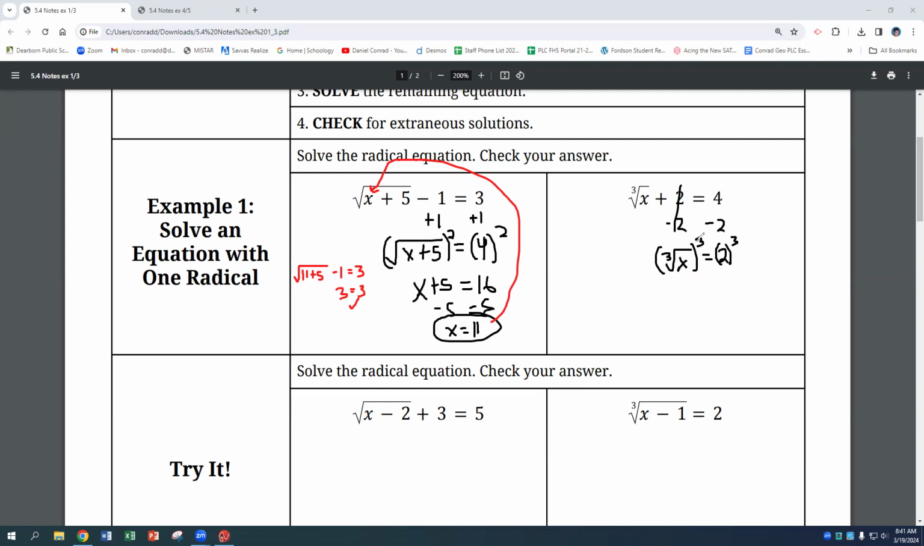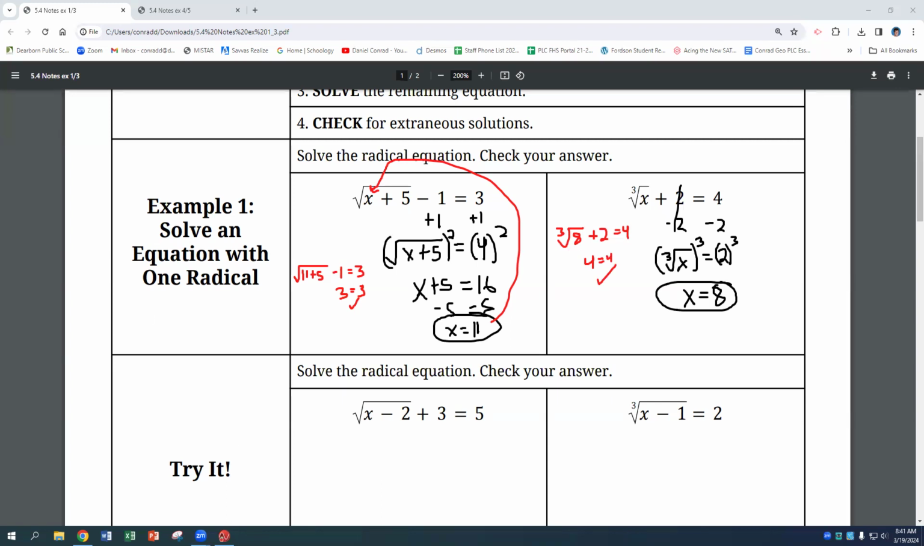The cubed root of x cubed, you can think of the cube as canceling off the cubed root. So I just get x. And then 2 to the third is 8. So there would be my final answer. But again, I want to check my answer. Cubed root of 8 plus 2 equals 4. That's going to be 2 plus 2. I'm going to get 4 equals 4, which is good.